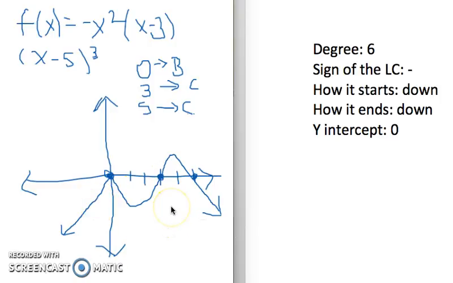So this is not an accurate graph, but it is a general overview of how the graph is going to look. And so this is how to graph a polynomial function.